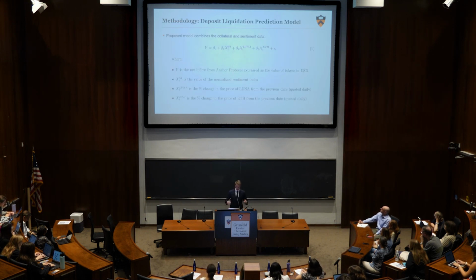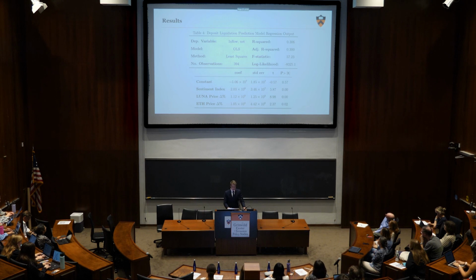So that's my methodology, just to summarize. It's an OLS regression with the sentiment, Luna, which I thought of as a proxy for the activity in the broader ecosystem, and ETH, so Ethereum, as the activity in the stablecoin market. So that was the setup of my regression. And here is the result.